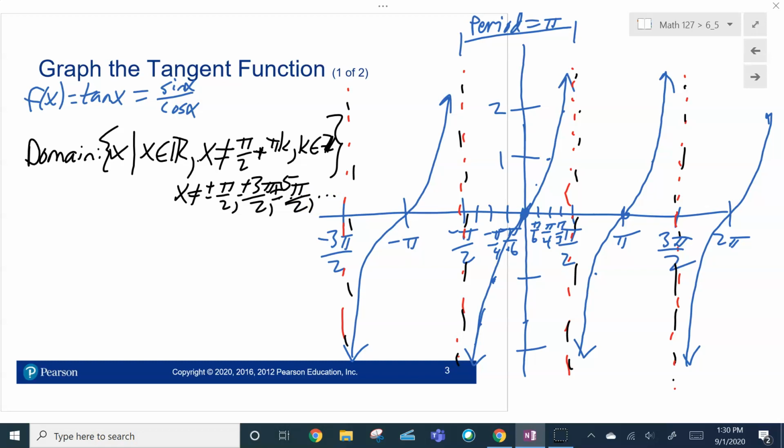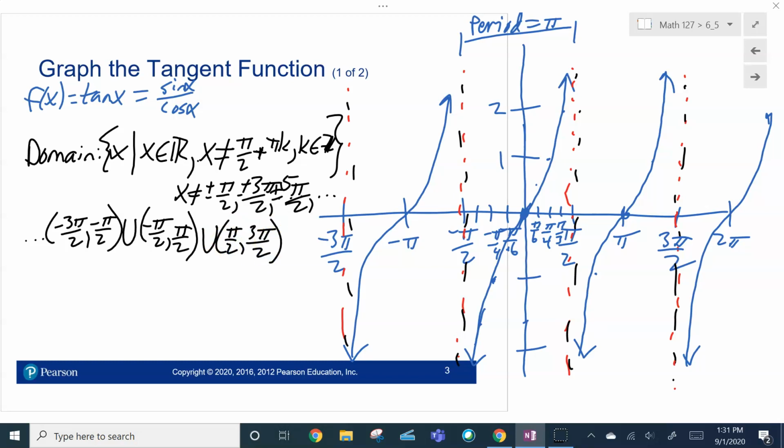In interval notation, you'd say dot dot dot, negative 3pi/2 until negative pi/2. It's defined there, union, and then we're going to go from negative pi/2 to pi/2. It's defined there. But again, I have parentheses on these because I'm not touching the negative pi/2, I'm not touching the pi/2, and so on. Dot dot dot. Okay, it keeps repeating that.